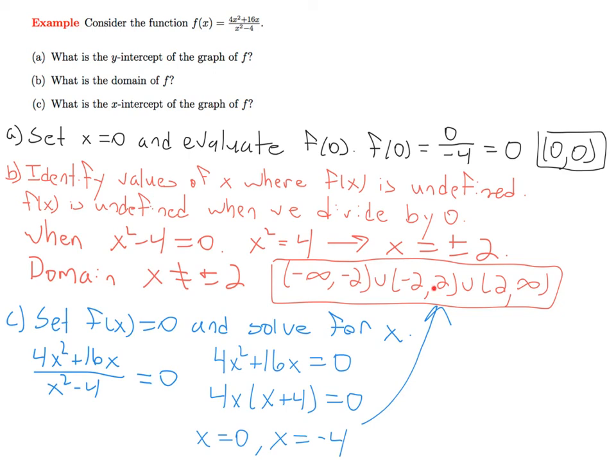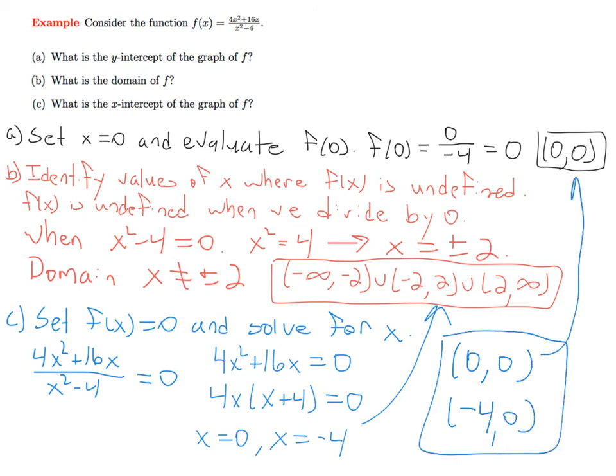So x equals 0, that falls in the domain, x is equal to minus 4, that also falls in the domain. So at these values, the top of the fraction is 0, the bottom of the fraction is not 0, so they make the function 0. So this means we have two x-intercepts, one at (0, 0), and one at (minus 4, 0). And so notice that the origin, (0, 0), is a place where the graph crosses the x and the y-axis at the same time. So the origin is both a y-intercept and an x-intercept.